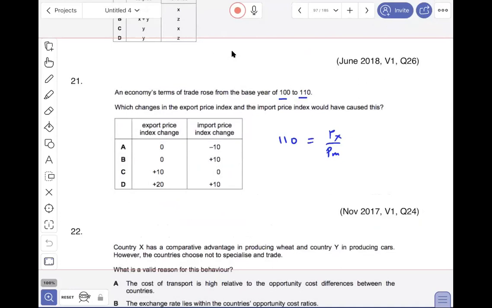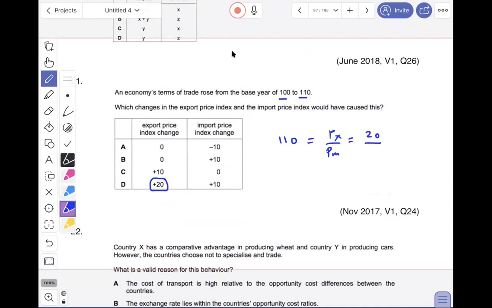Okay, number 21. In 21, they're saying that the terms of trade has gone to 110. One way it could have gone to 110 is simply, guys, look at this. If this index becomes 20 over this index becomes 10, then the numerator is going up by 20% and the denominator is going up by 10%. This means overall this expression will be going up by 20% minus 10%, or 10%.